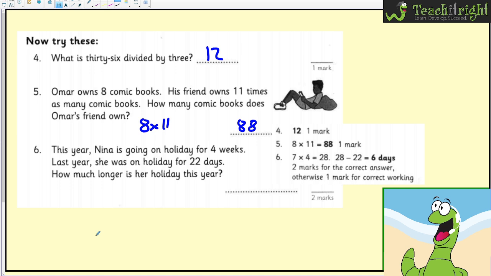This year, Nina's going on holiday for 4 weeks. Last year, she was on holiday for 22 days. How much longer is she on holiday? Well, I like that question. So 4 weeks is going to be 4 times 7. We always assume a week is 7 days. So that means this time she's on holiday for 28 days. What an amazing holiday. Last time she was on holiday for 22 days. So we've got to do the difference between the two. And that's a difference of 6. So 6 days.